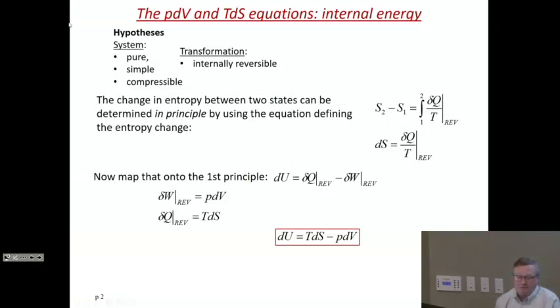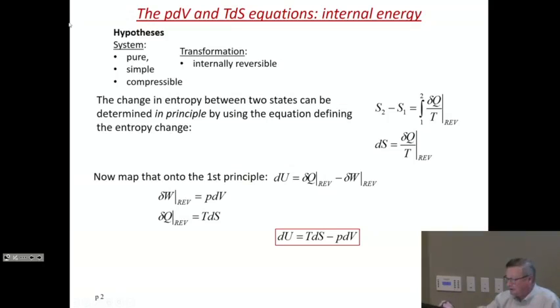Now, let's start with the PDV-TDS equations. So we're going to start from a system that's pure, simple, compressible, and we're going to limit ourselves to these transformations that are internally reversible. So to remind you, the transformation that's internally reversible is when between 1 and 2, you find a path. It doesn't have to be the path that you're really going to take, but if you can find a path that is reversible, that's internally reversible.